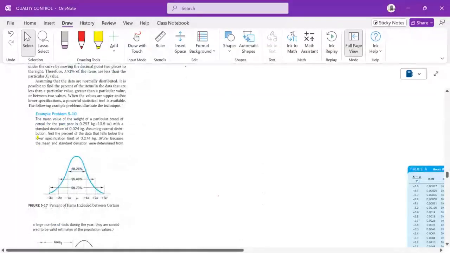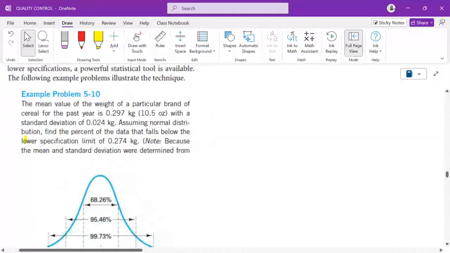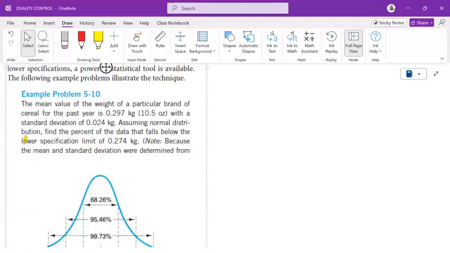Okay, now we're having questions that are making more sense. I need to make sure that I'm really recording. Don't want mistakes. So we have this one, the mean value of weight of a particular brand of cereal.